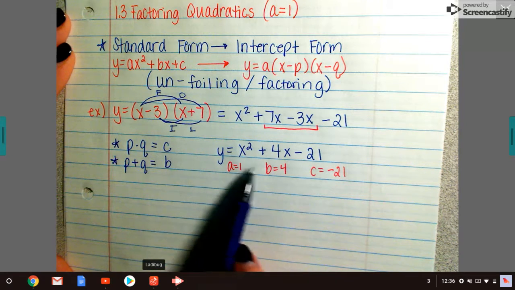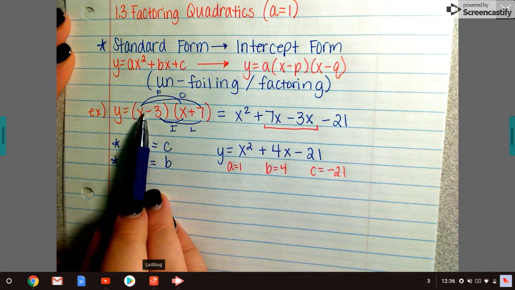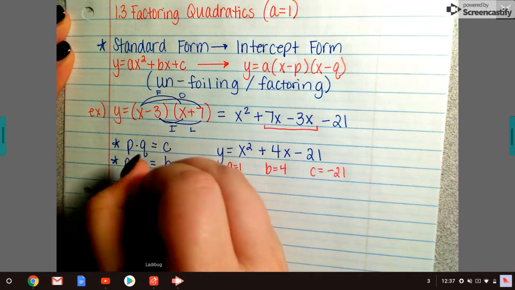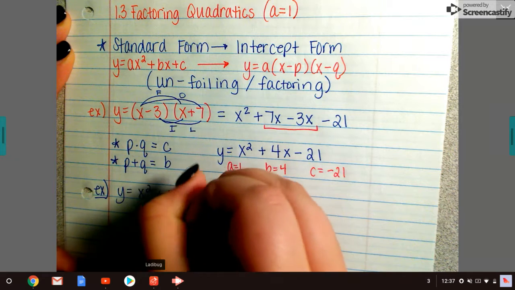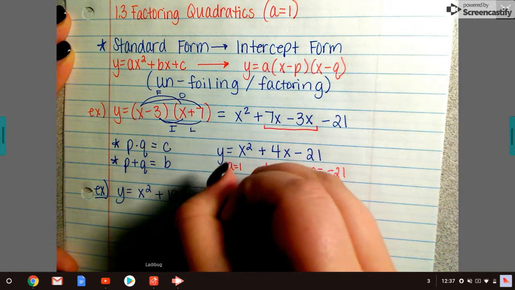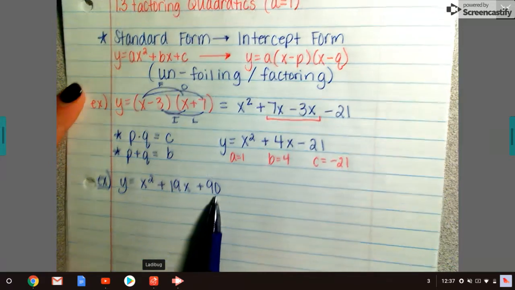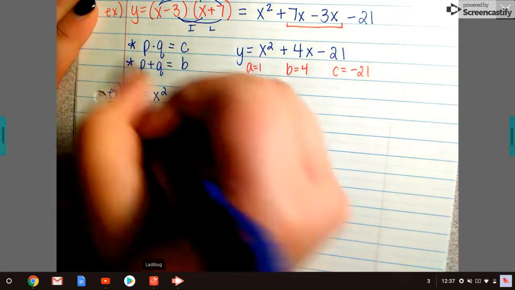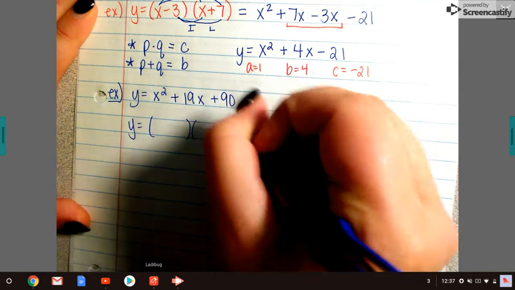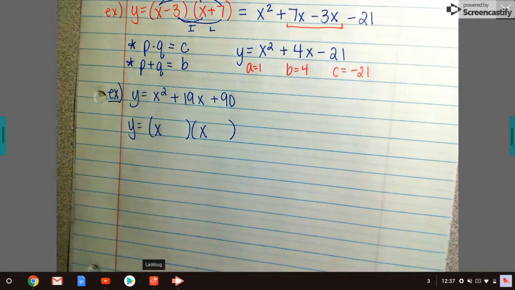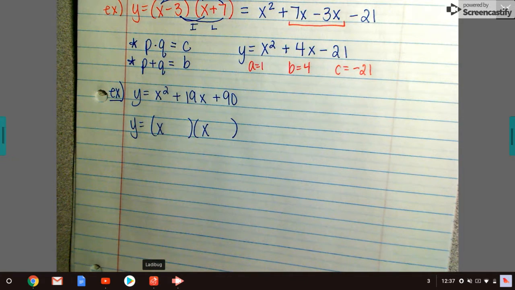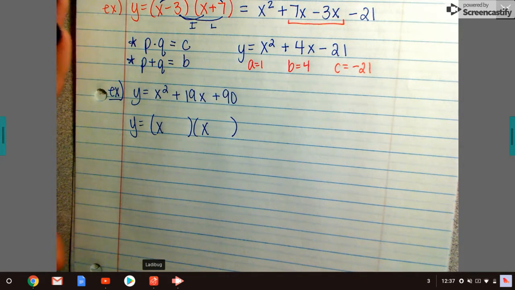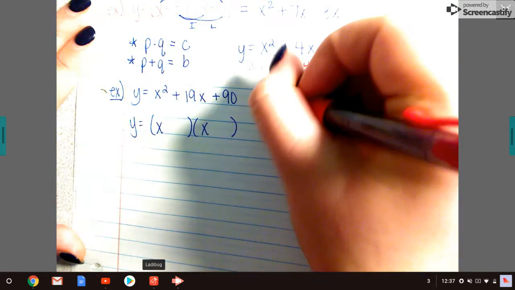Now this one will start in standard form and work backwards to intercept form. So here we go. Let's give ourselves y equals x squared plus 19x plus 90. We know that this c came from the p and the q getting multiplied. So I like to start myself up with this, and then I can fill in the last two numbers. Let's work through our factors of 90, because these two numbers have to be factors of 90.